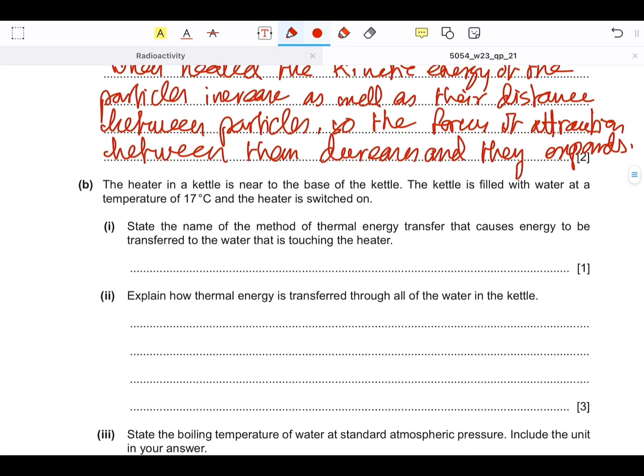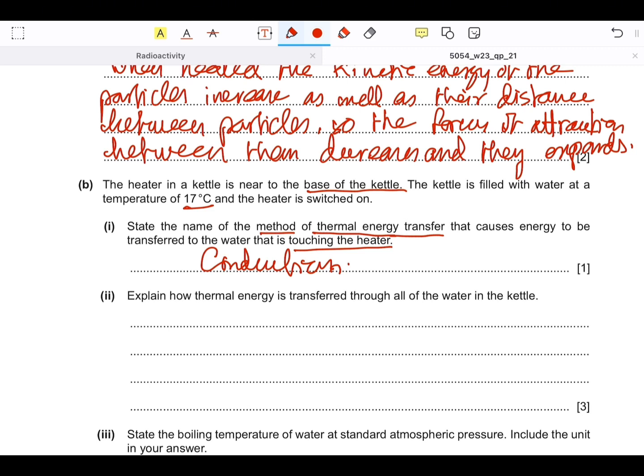Okay, so moving on to the next question. The heater in a kettle is near to the base of the kettle. The kettle is filled with water at a temperature of 17 and the heater is switched on. So state the name of the method of thermal energy transfer. Now touching the heater, base will be conduction. So we write conduction.